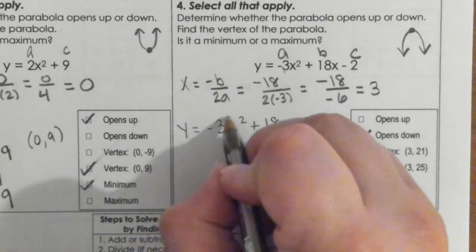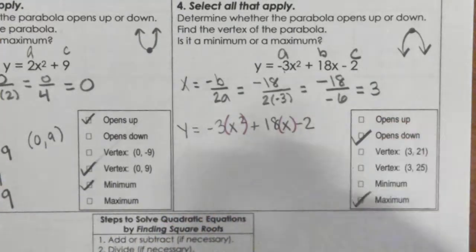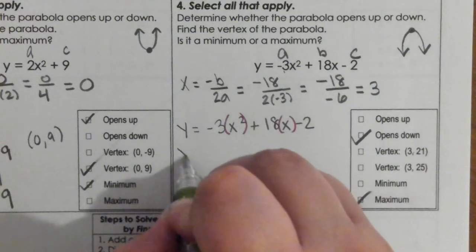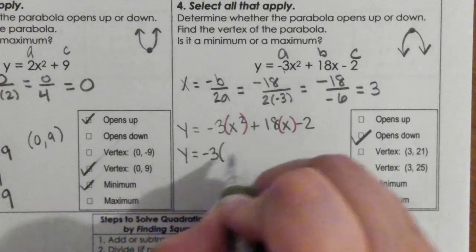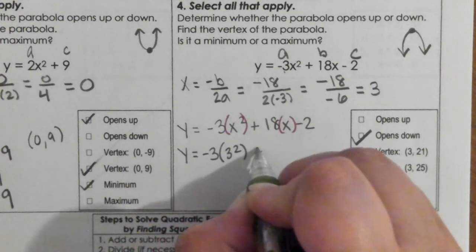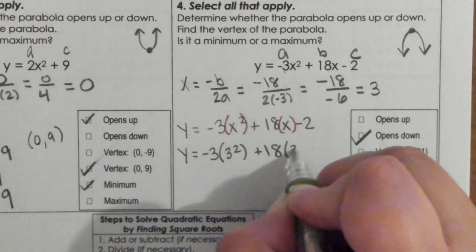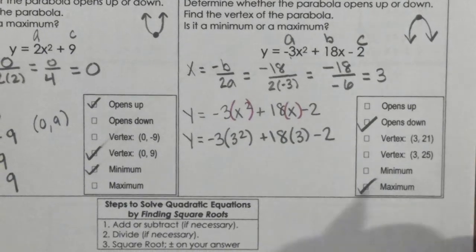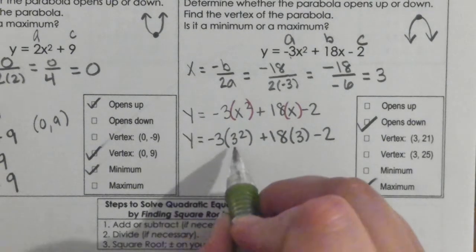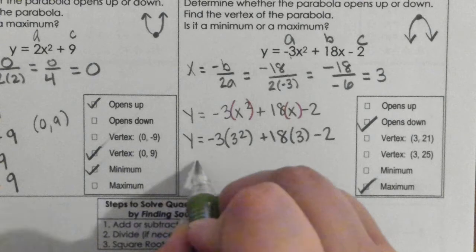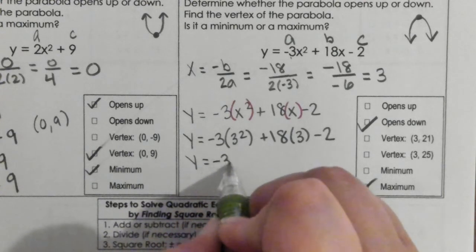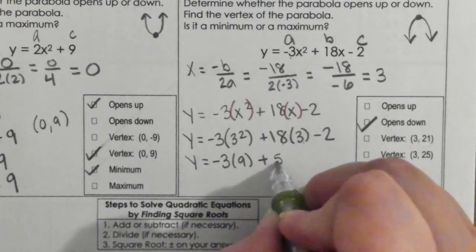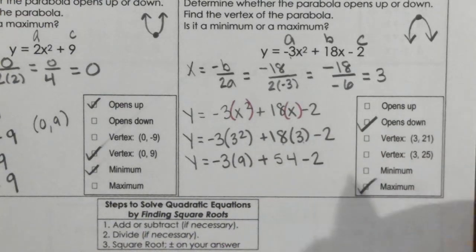So we're identifying that this will need to have parentheses around them, and you put the 3 in both of those x's. So y equals -3, then 3 squared. We add 18 and multiply by 3, and then that -2 at the end. So first thing we should do is parentheses, and in this case your exponent. So I have -3 times 9. 18 times 3 gives you 54, and then -2.